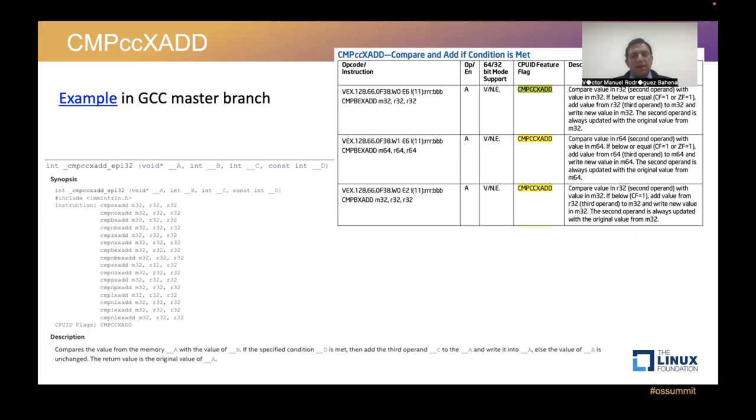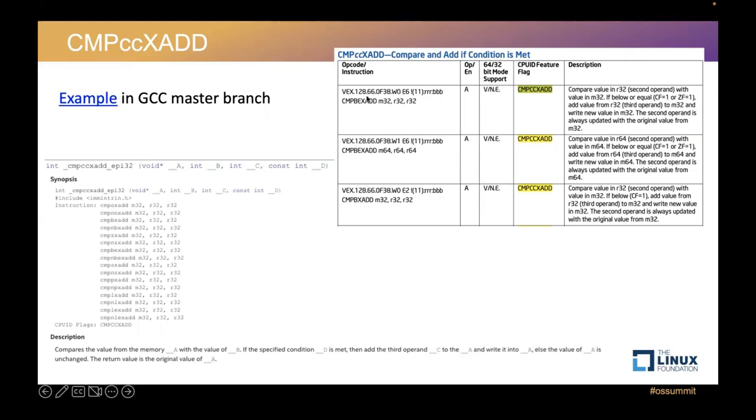CMPCCXADD. It's not just one instruction. It's a bunch of instructions that we could have encapsulated into a single one. It will compare and add if a condition is met. Multiple conditions could be met. Here's the thing. For example, compare a value, and if it's below or equal, add the value from the third operand.